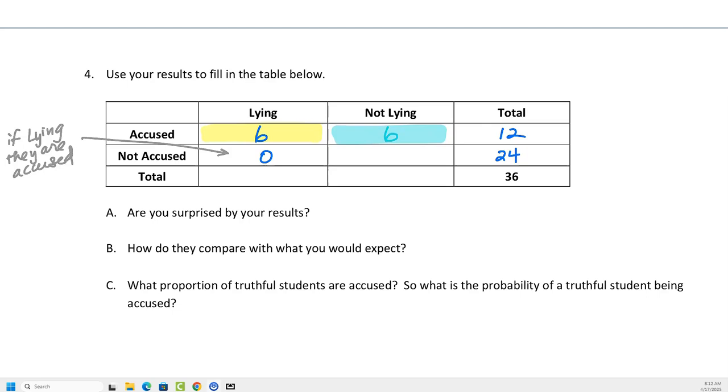So then I can add going down and get 6 here. I know this has to be 24 that are not lying and not accused. And then if I add going down there, that's 30. And then you can see that if I add the totals across this way, it does equal 36 also.